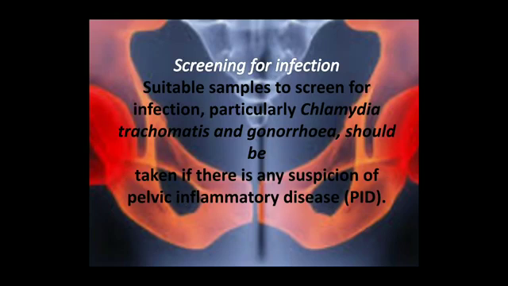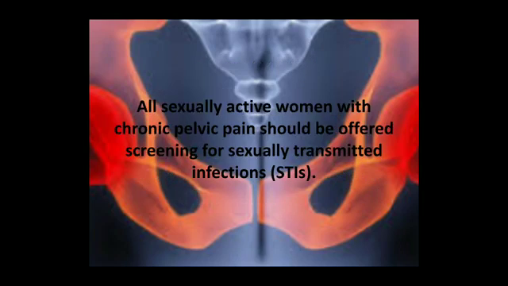Screening for infection. Suitable samples to screen for infection, particularly chlamydia trachomatis and gonorrhea, should be taken if there is any suspicion of pelvic inflammatory disease. Now, all sexually active women with chronic pelvic pain should be offered screening for sexually transmitted infection.